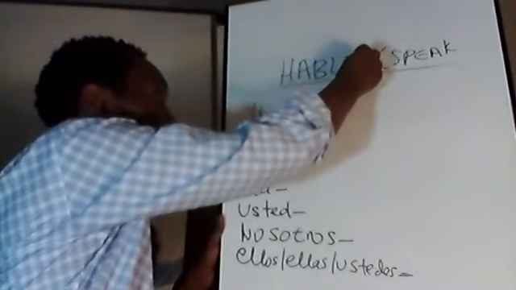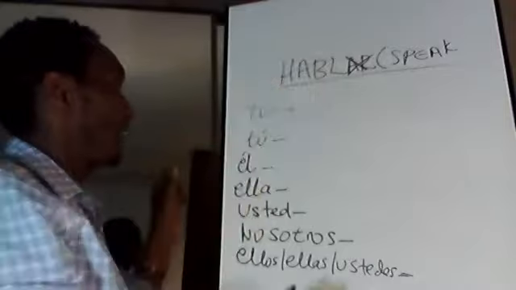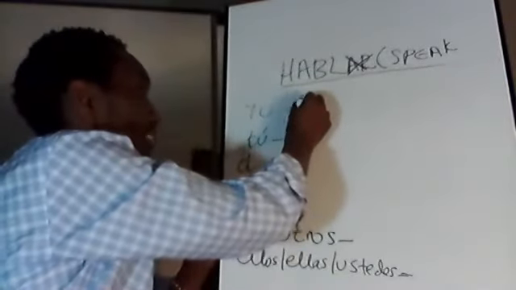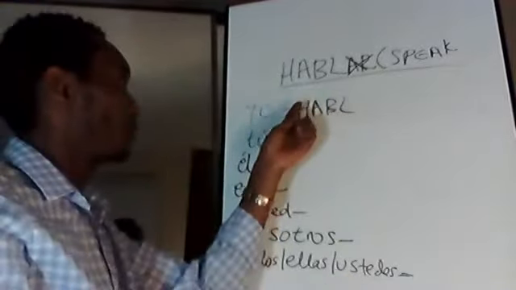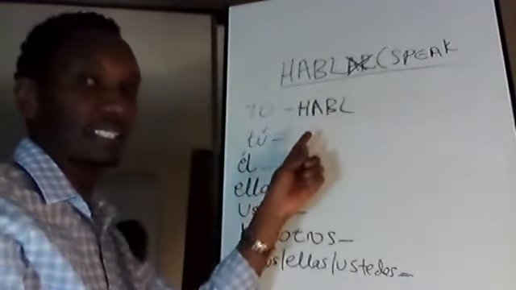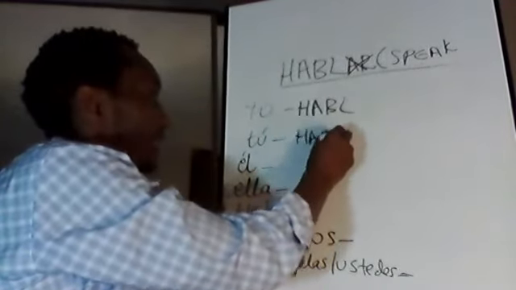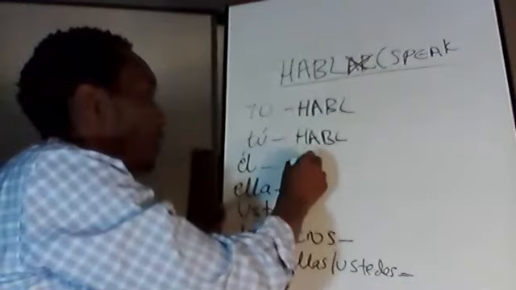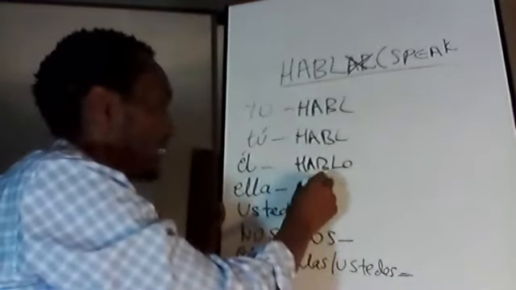So in this case, AR, and then you are left with what's called the stem. Now the stem is what you transplant here. In this case, once you eliminate AR, you're going to be left with HABL. That's the stem. Now you can go ahead and bring that here, because now you're going to add the endings, the different endings.